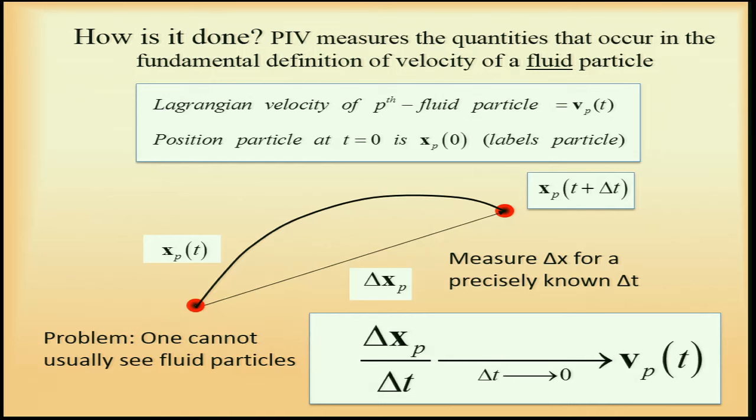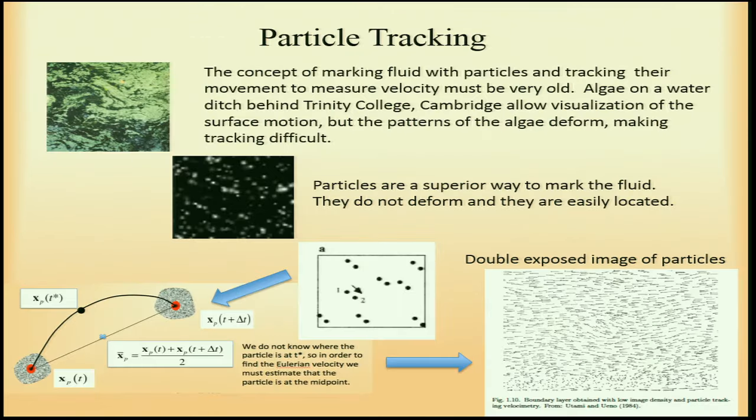So very simply, if we think about defining velocity of a fluid, we're going to pick some fluid element and measure its displacement in time delta t, and let delta t go to zero, and that's velocity. We all know that definition. Trouble is, you usually can't see fluid particles. In fact, there isn't such a thing as a fluid particle, so this is just conceptual. What we have to do is actually mark the fluid with particles and then measure the motion of the particles.